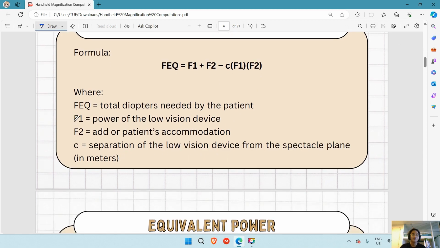And then F1 is the power of the low vision device, and F2 is the add or the patient's accommodation, if ever the patient has no add power. And then C is our separation of the low vision device from the spectacle plane in meters. Meters should be the unit of C, remember.